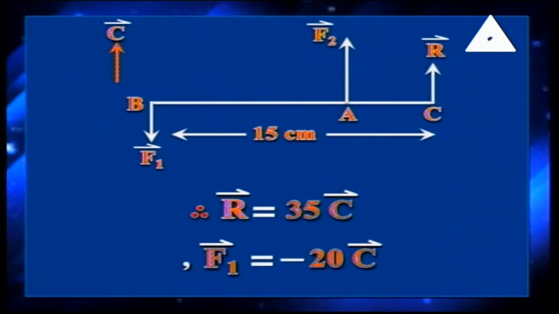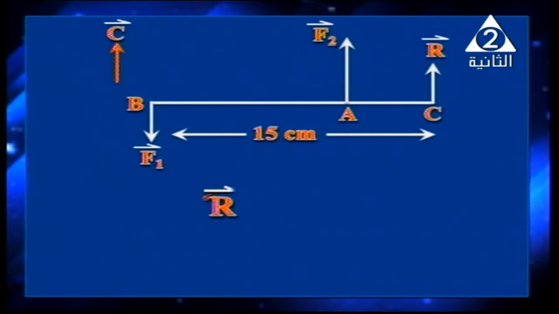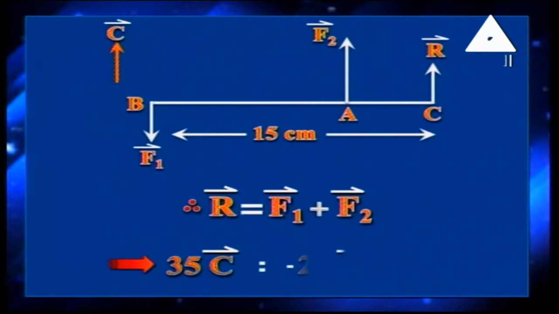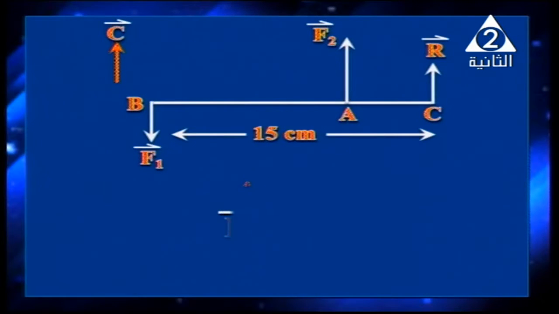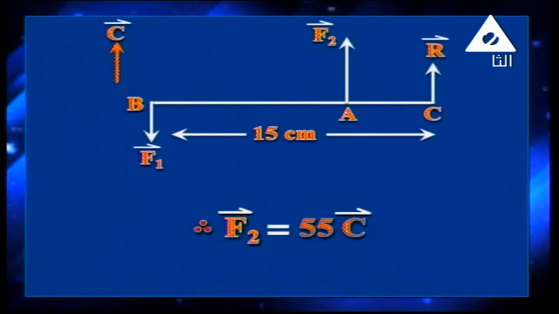Therefore, F2, by using substitution, F2 plus negative 20C equals 35C direction. Therefore, F2 equals 55 in C direction. This is the value of F2.